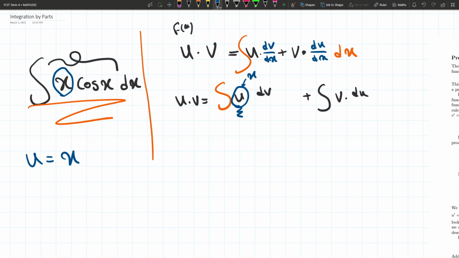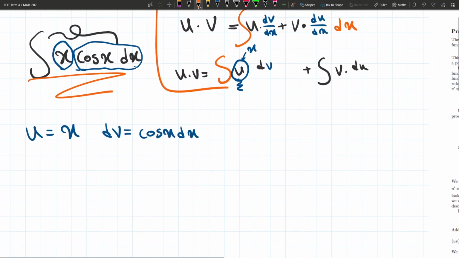And as a result, dv will be all this other part. I don't know why they chose u and v for this, but yeah. So this all is going to be dv. So u is equal to x, and dv is equal to cosine x dx.